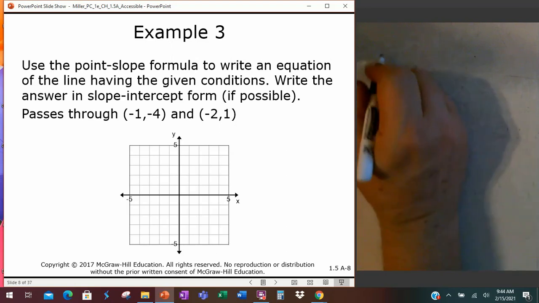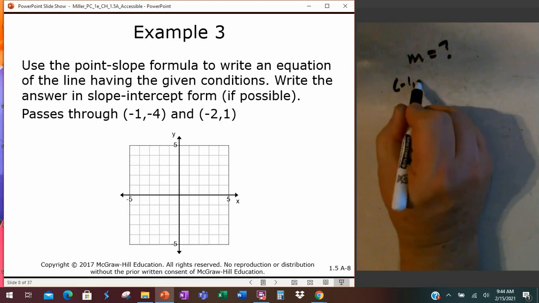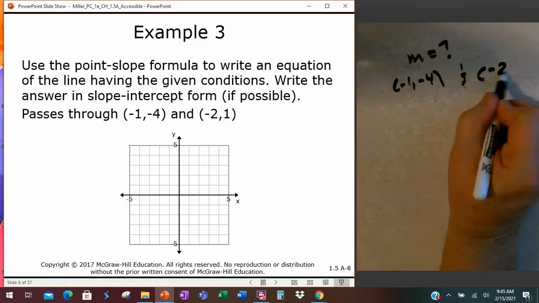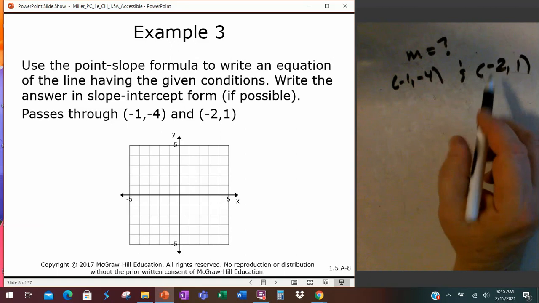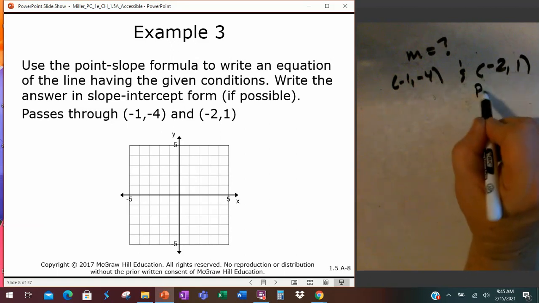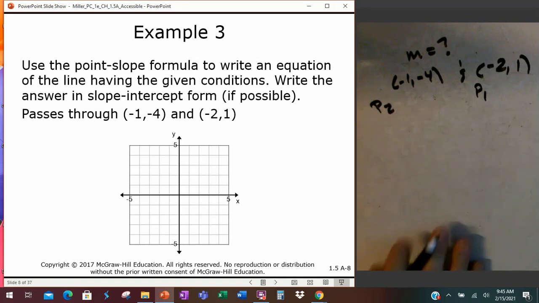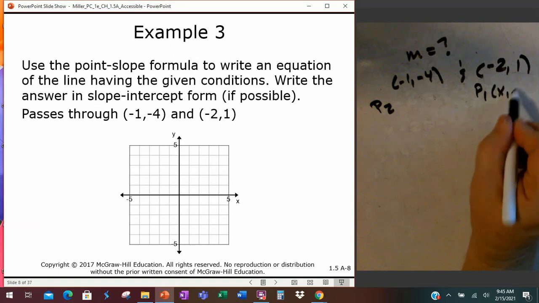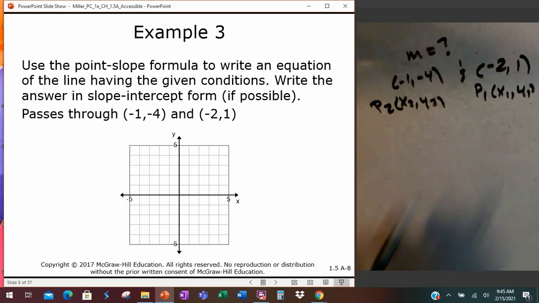Here we're not given the m, so m, I don't know. I'm just given the 2 points, (-1, -4) and the other. So it passes through those 2 points. So left to right, this is my first one, so I'm going negative bigger. So this is going to be my point 1, point 2. I just want to set everything up in terms of x1, y1. So my point 1, this is my x1, y1. Here's my point 2, x2, y2.